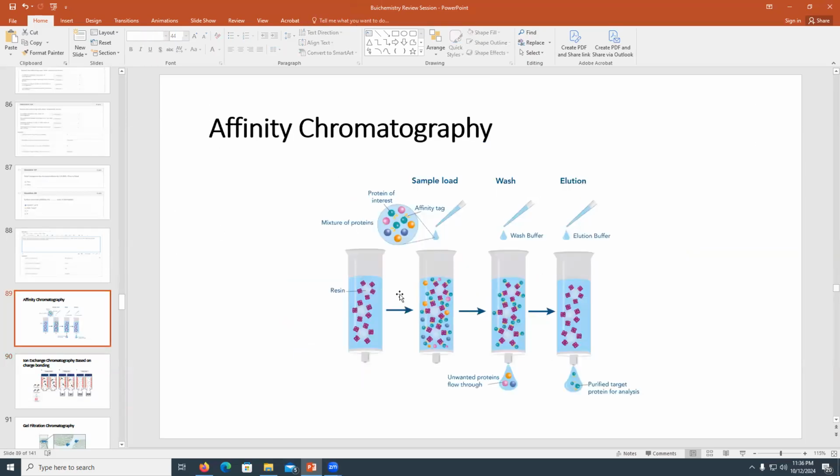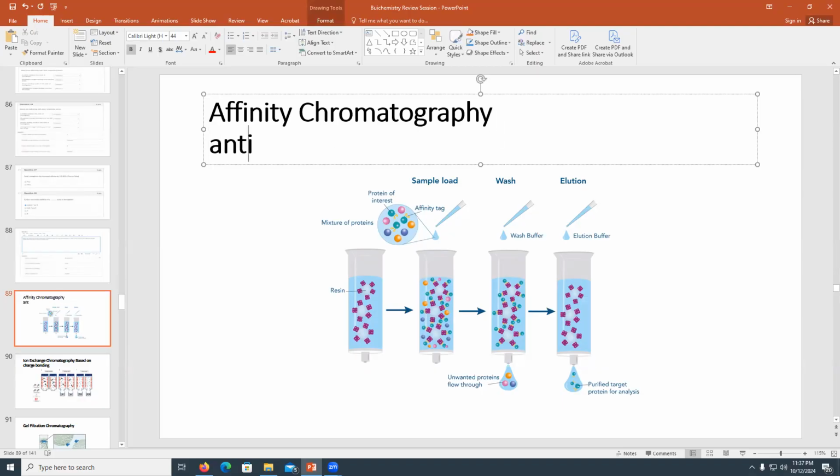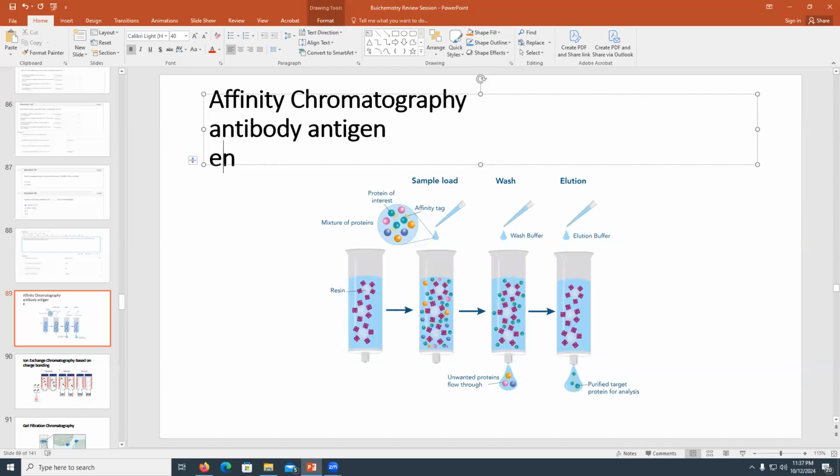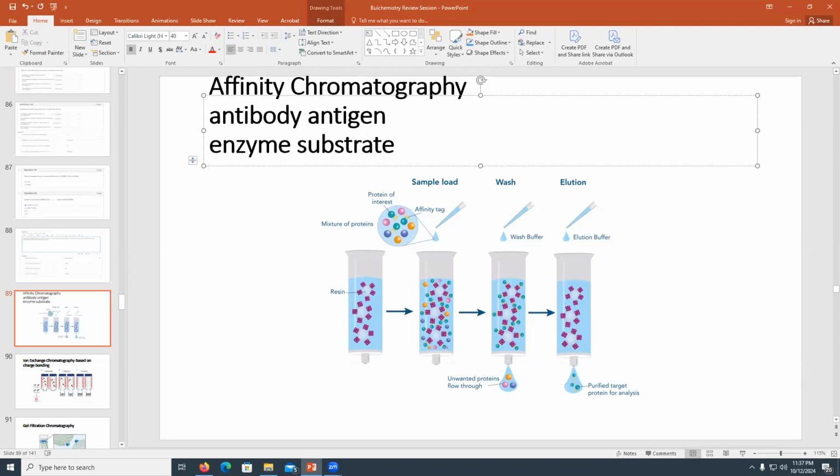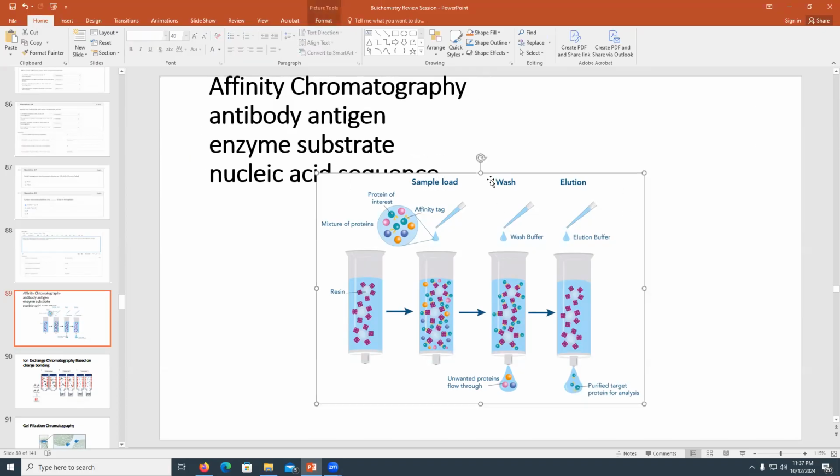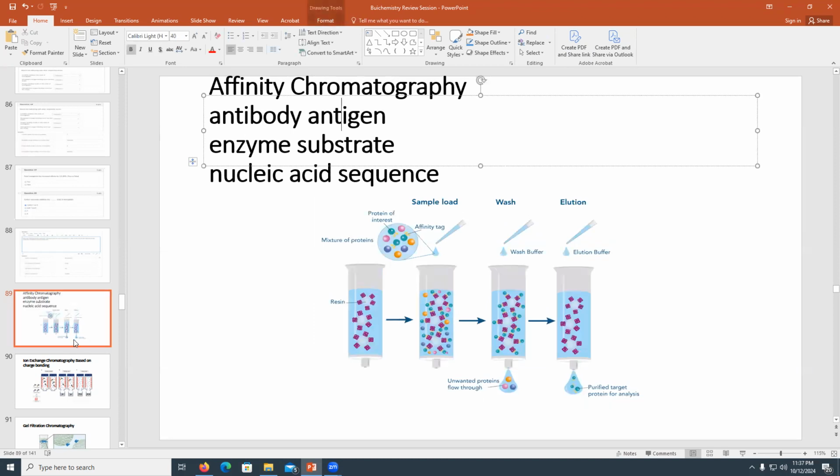And this is affinity chromatography, where I have an affinity based on some enzyme. An enzyme will bind the substrate, or an antibody will bind an antigen, or a nucleic acid will have another nucleic acid sequence to catch it. So I have some affinity that is based on antibody-antigen interactions, or enzyme-substrate interactions, or maybe something dependent on some nucleic acid sequence.